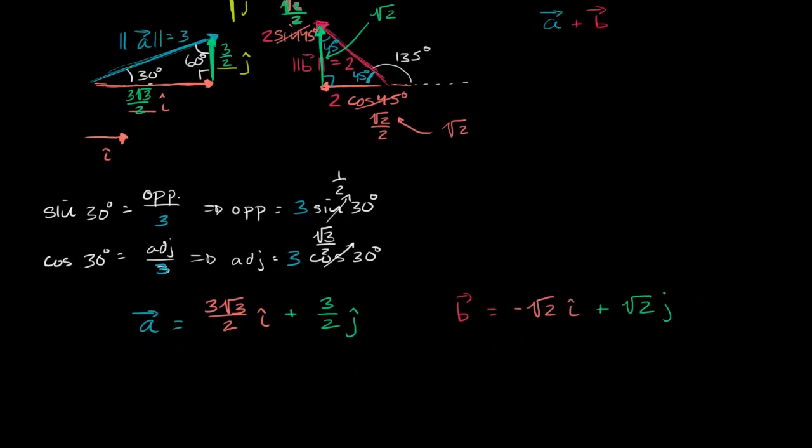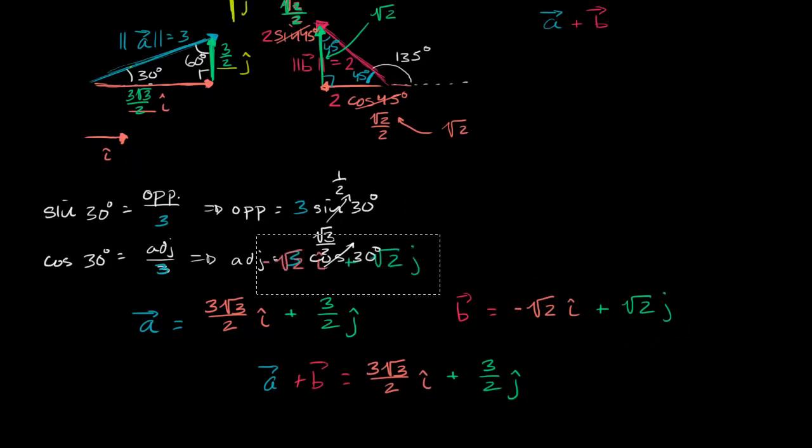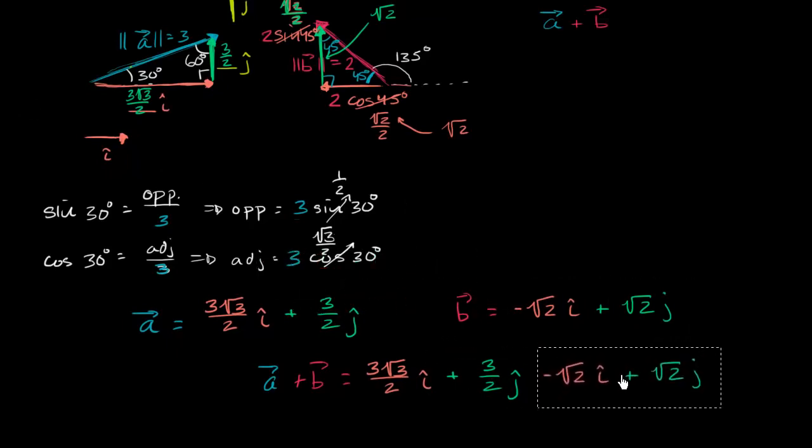So A plus B is equal to, well, it's going to be the sum of all of these things. So let me just write that down. So it's going to be that, so copy and paste that, plus this. And you're going to get that.